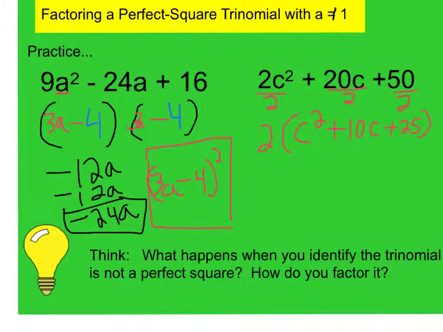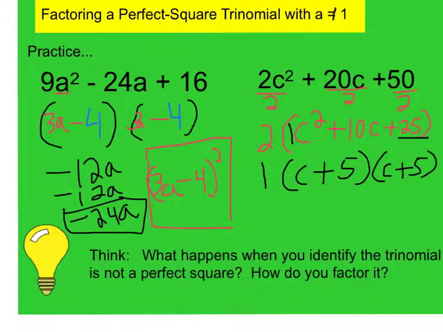Now, invisible in front of my c squared is a 1. Next, I'm going to say to myself, is this a perfect square? And yes, 1 times 1 is 1, and c times c is c squared. Is this a perfect square? It is. The square root of 25 is 5. So, I can bring my 2 down, and I can try c plus the square root of 25, which is 5. And I'm going to write that twice, and then I'm going to check it.